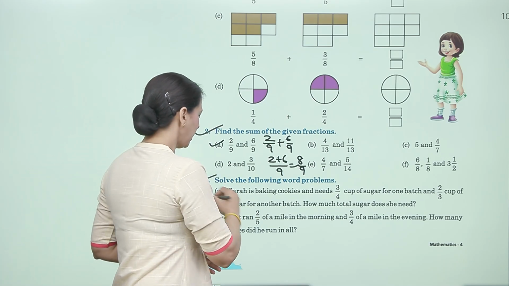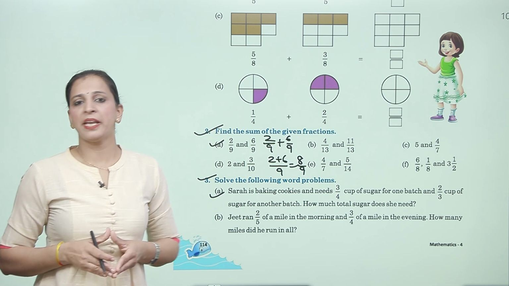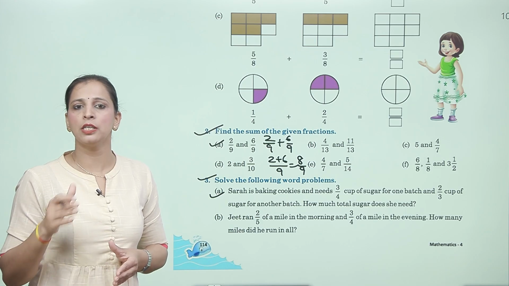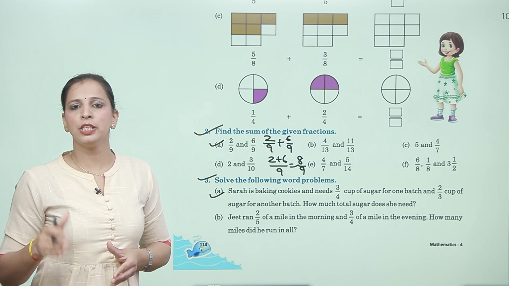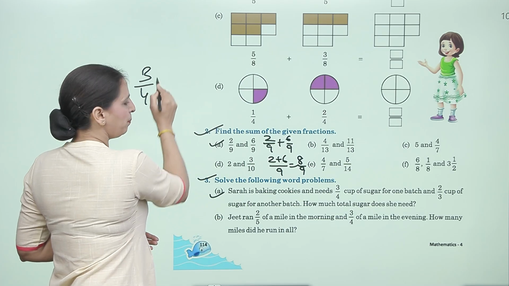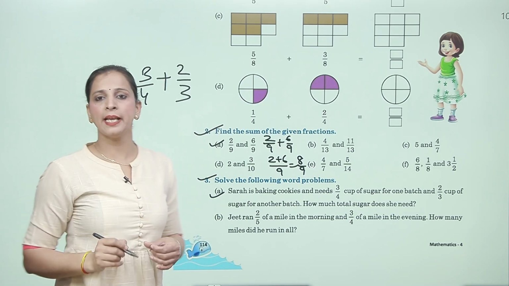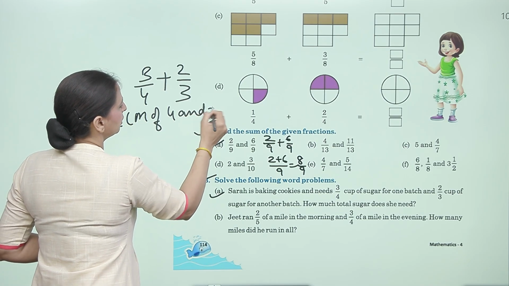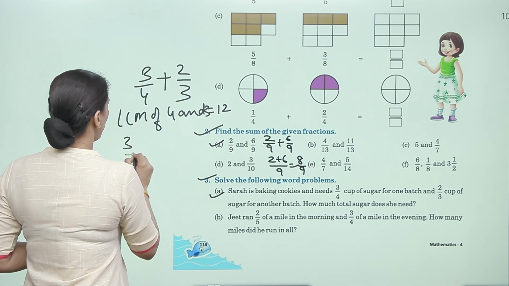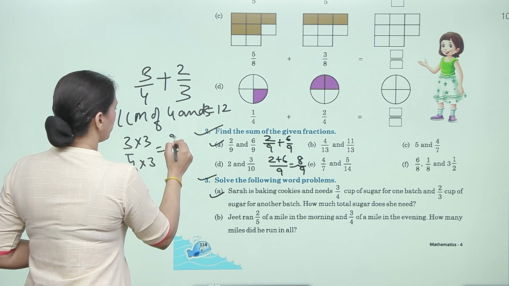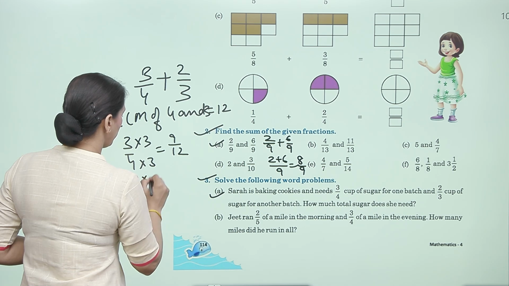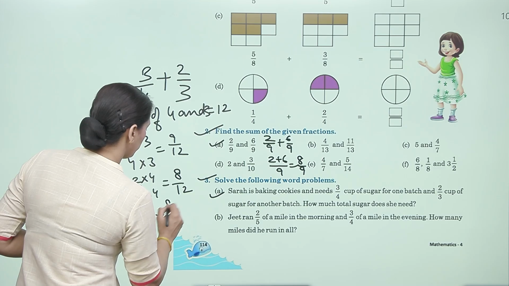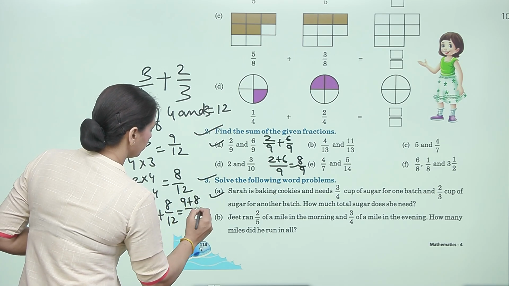Now next, question number 3, A part. Sarah is baking cookies and needs 3 by 4 cup of sugar for one batch and 2 by 3 cup of sugar for another batch. How much total sugar does she need? 3 by 4 plus 2 by 3. Now convert them into like fractions. Now LCM of 4 and 3 is 12. Now 3 by 4 multiplied by 3 is 9 by 12. 2 by 3 is multiplied by 4, it becomes 8 by 12. Now 9 by 12 plus 8 by 12 is 9 plus 8 upon 12, that is 17 by 12.